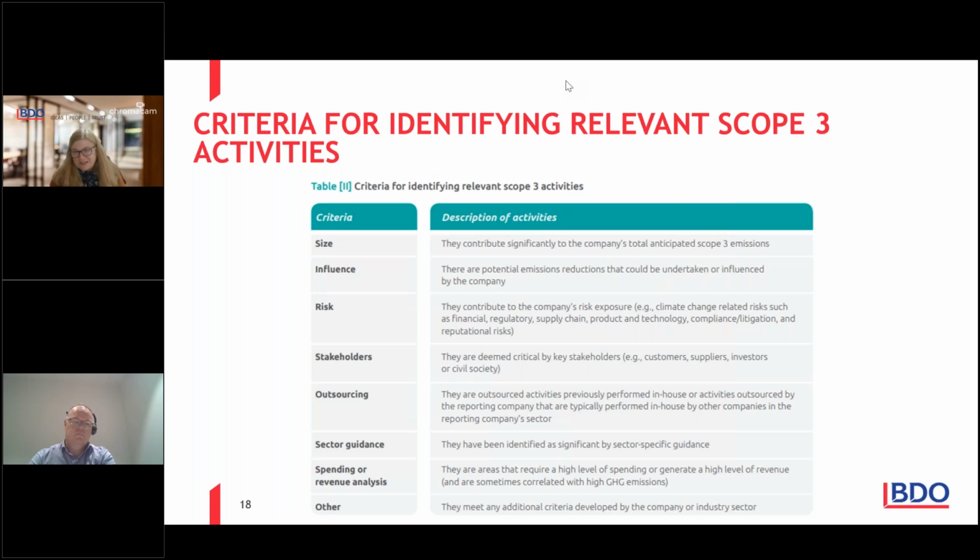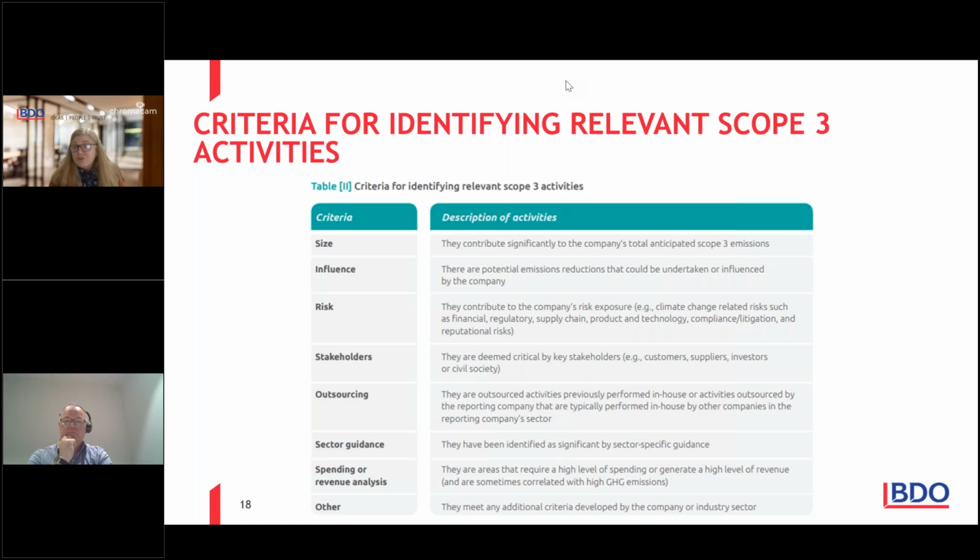Then we look at risk. So they contribute to the company's risk exposure. So it could be climate change related risks. It could be regulatory, supply chain, etc., reputational risks. If there's a risk element, we look at that. Stakeholders, what did our stakeholders tell us when we did a materiality assessment or stakeholder engagement? If our stakeholders are particularly interested in certain activities or categories, we have to be careful and we'll have to look at it.